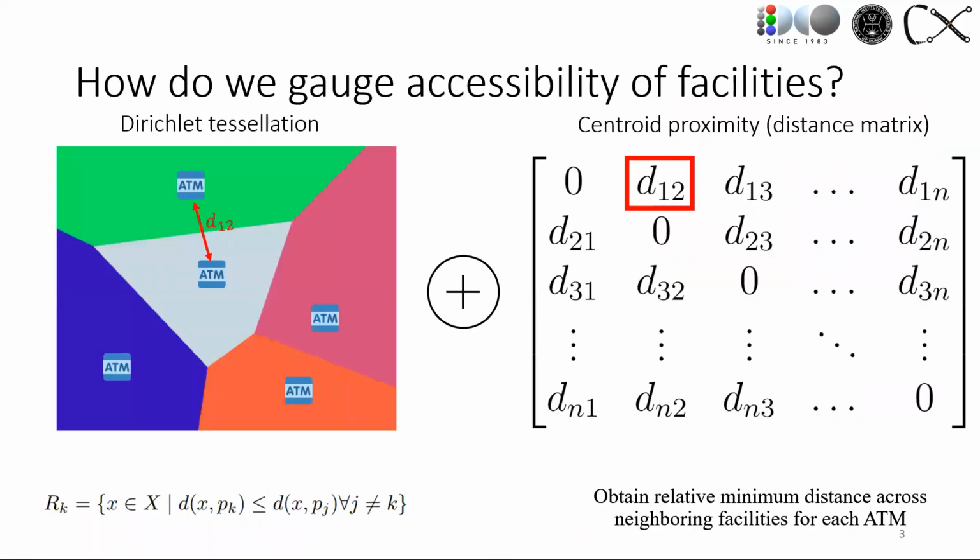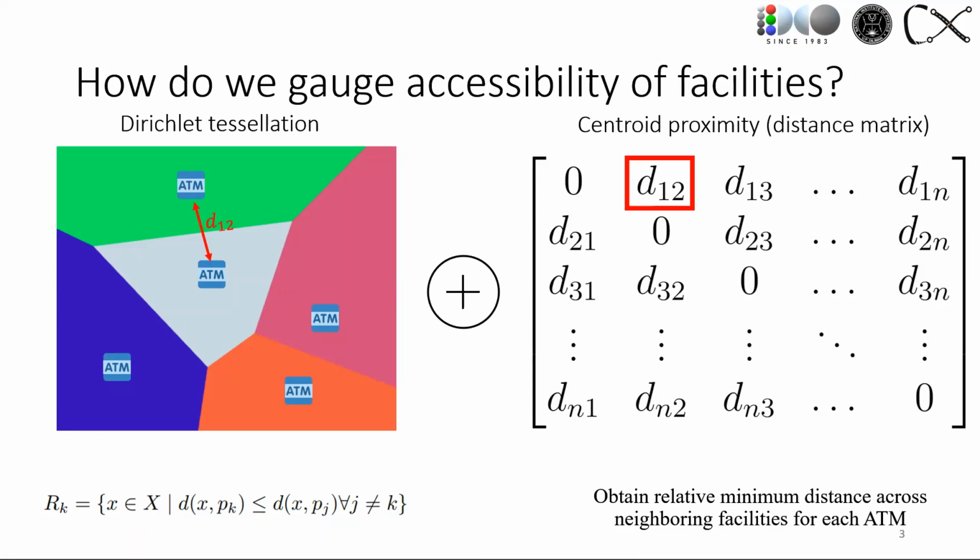How does one gauge the accessibility of facilities? We demonstrate the analysis using Land Bank automated teller machines found in the National Capital Region of the Philippines and scale it to the entire country on a municipality level. For verification, an application of Dirichlet tessellation diagrams and centroid proximity can be used to give us an idea of the geographic effectiveness of a facility.